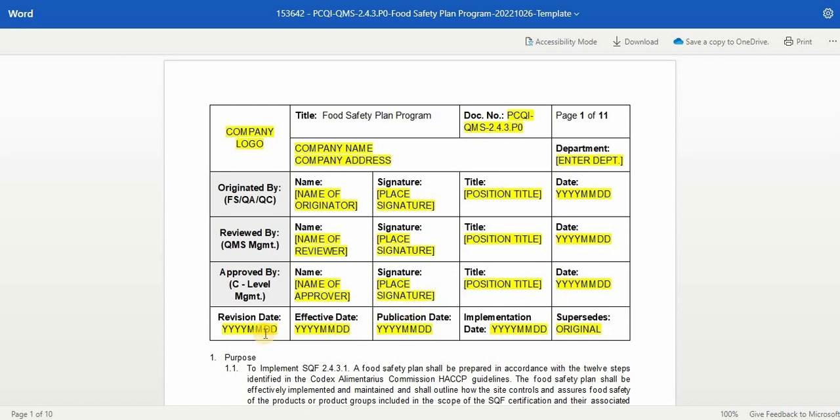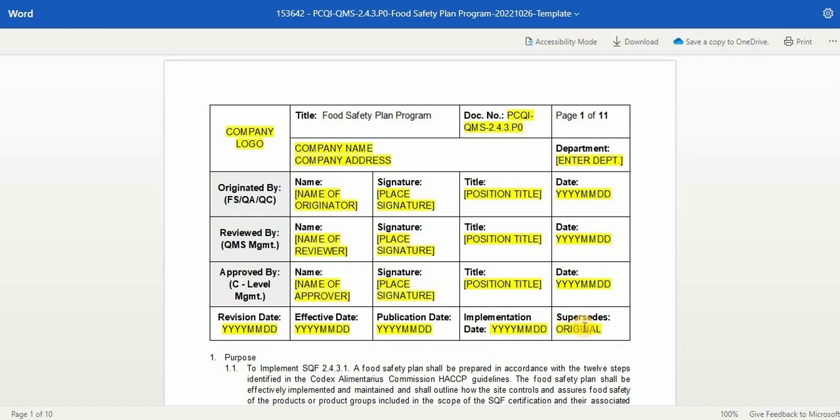The revision date is the same as the date originated or drafted by the author. For the effective date, it is the date the document was signed and approved. For the publication date, it is when the document is published for distribution and initiated personnel training. The implementation date is when the document is distributed and personnel training is completed.